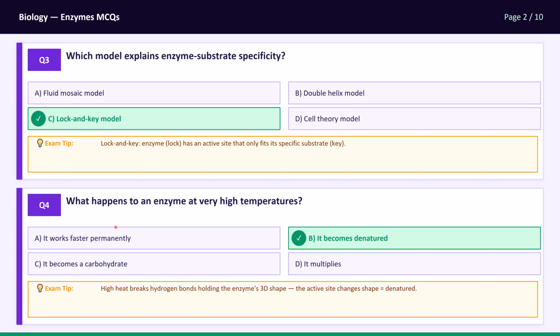Question 4. What happens to an enzyme at a very high temperature? Option A, it works faster permanently. Option B, it becomes denatured. Option C, it becomes a carbohydrate. Option D, it multiplies. And the correct option is option B, it becomes denatured. Exam tip: high heat breaks hydrogen bonds holding the enzyme's 3D shape. The active site changes shape, which is equal to denatured.